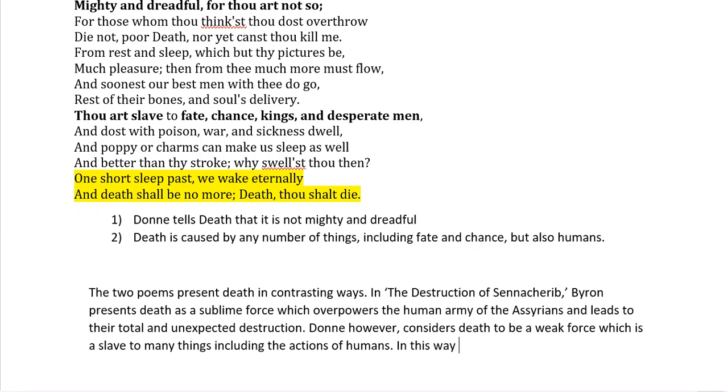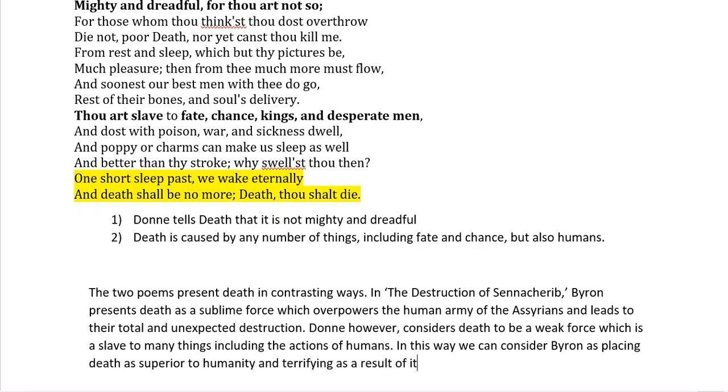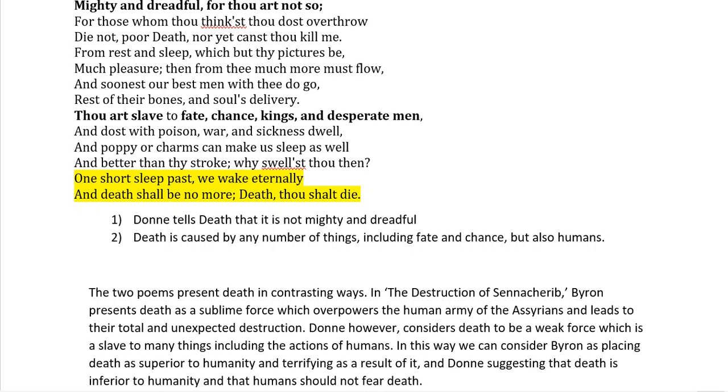In this way, we can consider Byron as placing death as superior to humanity, and terrifying as a result of it, and in the other poem suggesting that death is inferior to humanity and that humans should not fear death. So those are our AO1s.